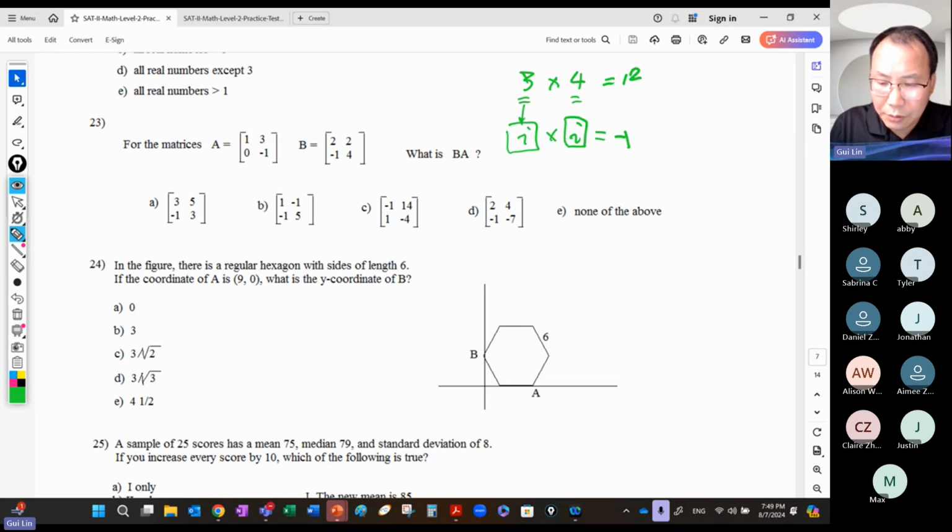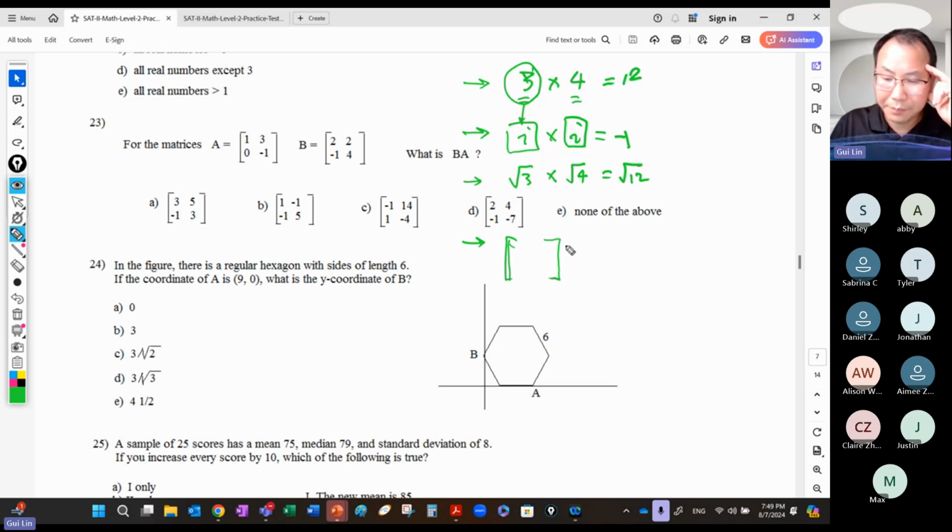What about an irrational number? Square root 3 times square root 4, you can get the square root 12. So we met this situation. This is a real number, this is an irrational number, this is an imaginary number. Okay, so now we extend to something that is not only a number. This is like a matrix, a pattern, with numbers inside.